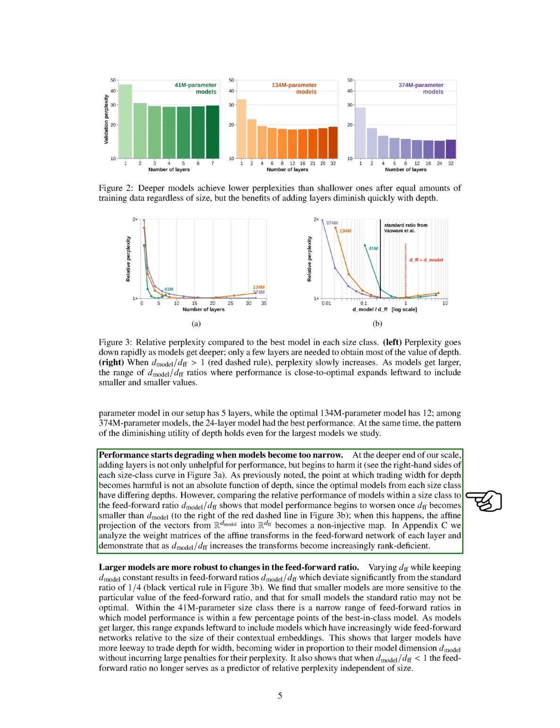However, comparing the relative performance of models within a size class to the feed-forward ratio shows that model performance begins to worsen once the feed-forward ratio becomes smaller than the model ratio. When this happens, the affine projection of the vectors from the model space into the feed-forward space becomes a non-injective map. In the next section, we analyze the weight matrices of the affine transforms in the feed-forward network of each layer and demonstrate that as the model ratio over the feed-forward ratio increases, the transforms become increasingly rank-deficient.